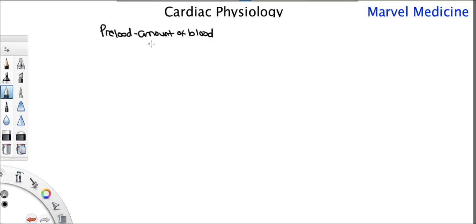Okay. So just to recap now, preload is the amount of blood that fills the left ventricle or the right ventricle. But anytime they talk about preload on the USMLE, it's probably about the left ventricle and the systemic, the arterial system. And when do we measure preload? At the end of diastole, right?